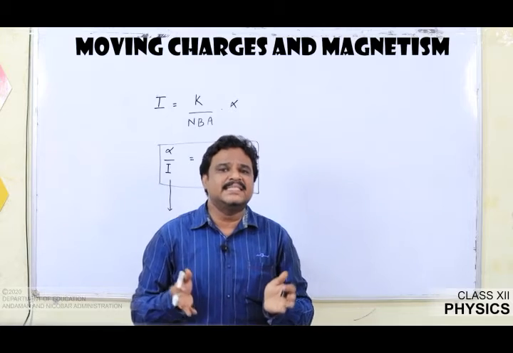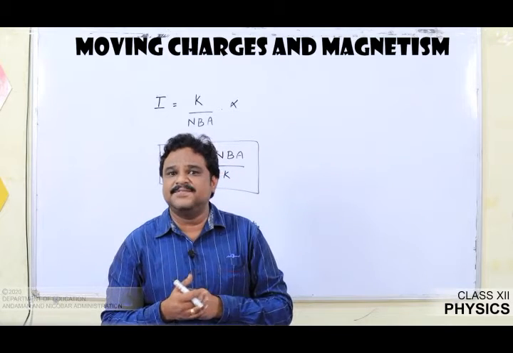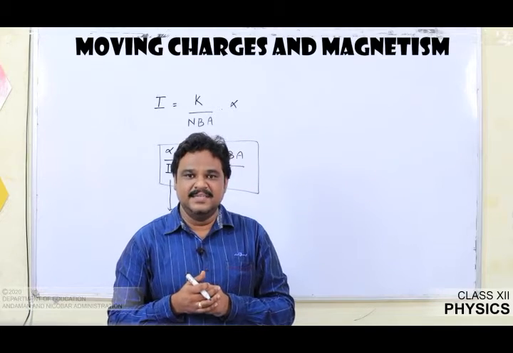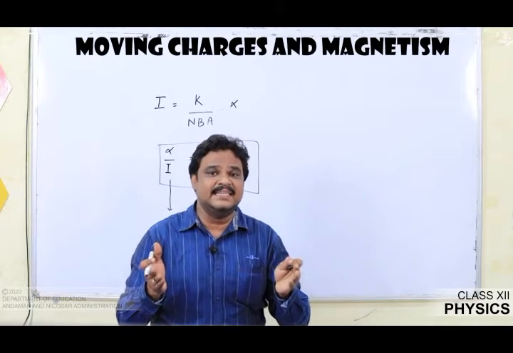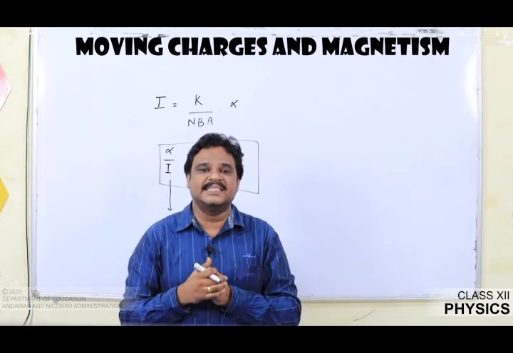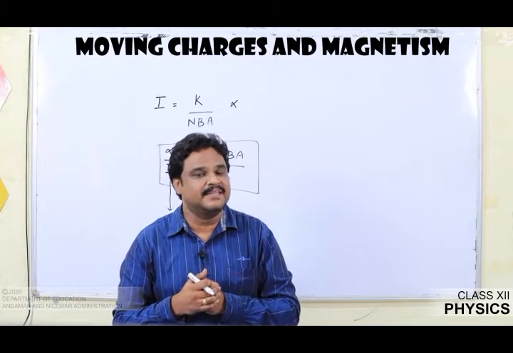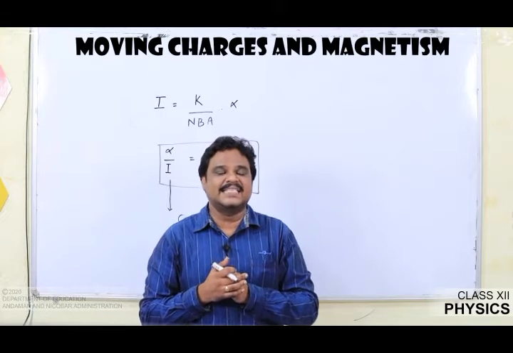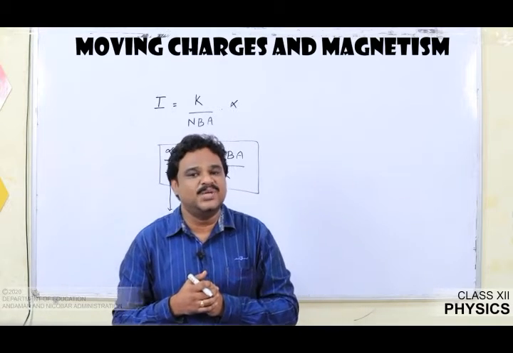A galvanometer is said to be sensitive if it gives a large deflection even when a small current flows through it, or if it gives a large deflection even when a small voltage is applied across it. That type of galvanometer is said to be a sensitive galvanometer. Sensitivity is of two categories: current sensitivity and voltage sensitivity.